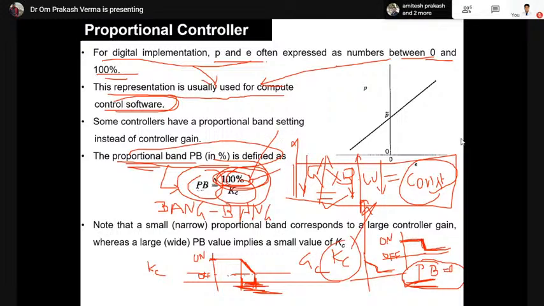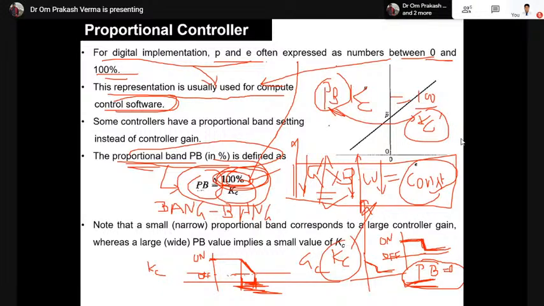The manufacturer has defined these terms: PB into Kc, that is, the bandwidth into Kc is 100%. Based on this, PB is defined as 100 by Kc. So whatever value of Kc you choose, as per that the bandwidth will be defined.